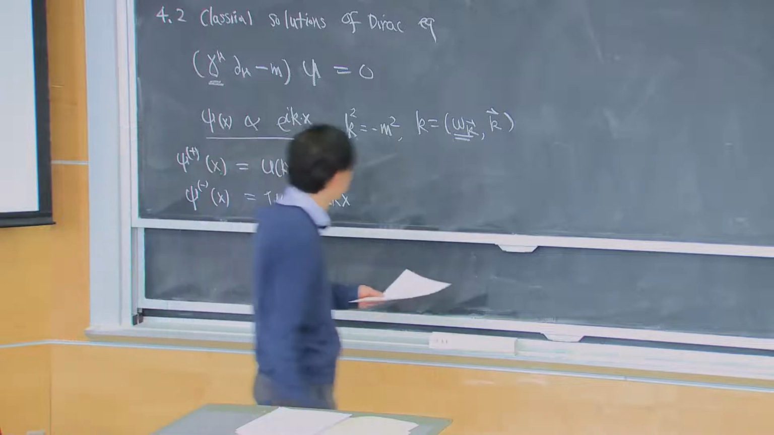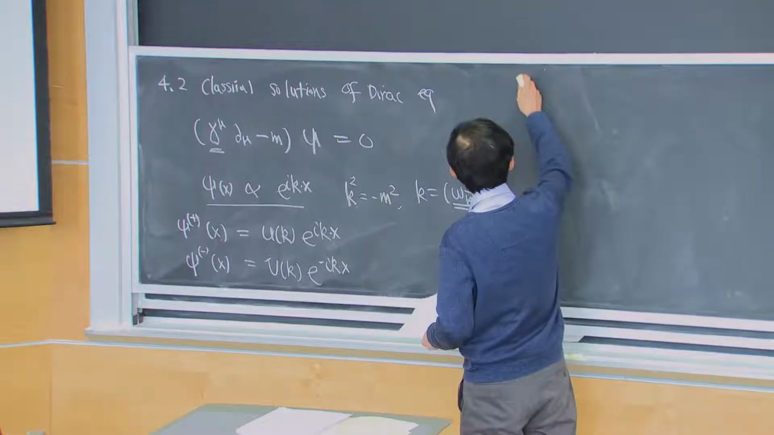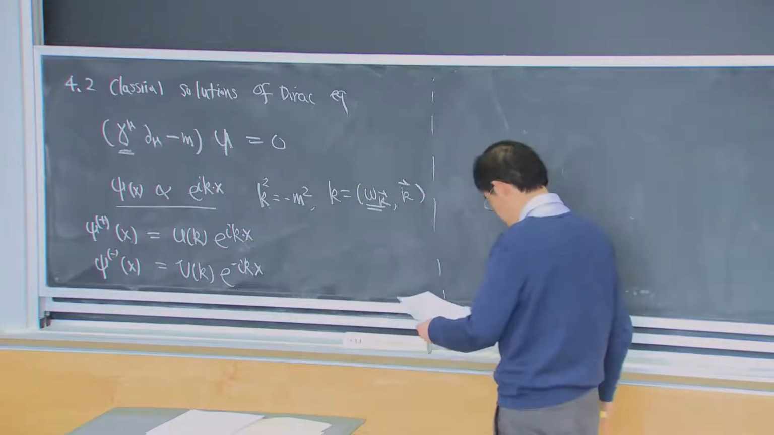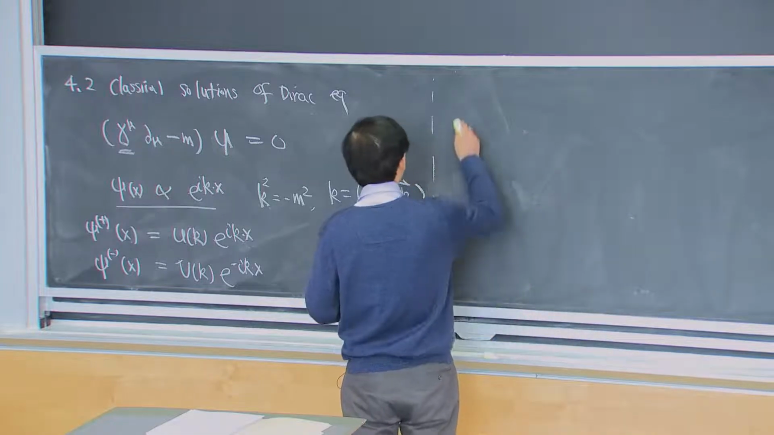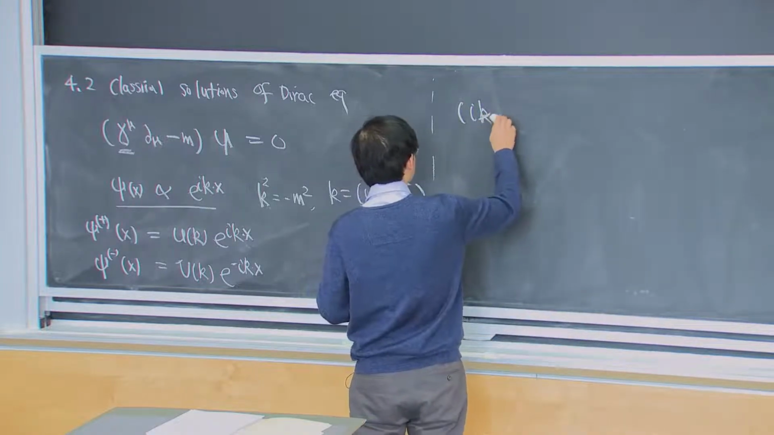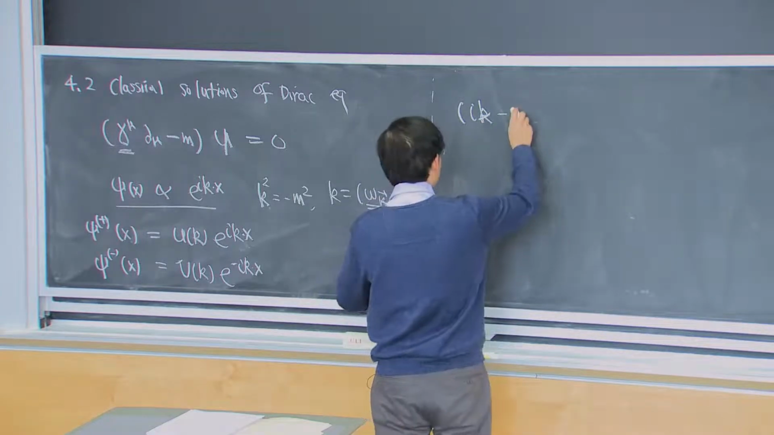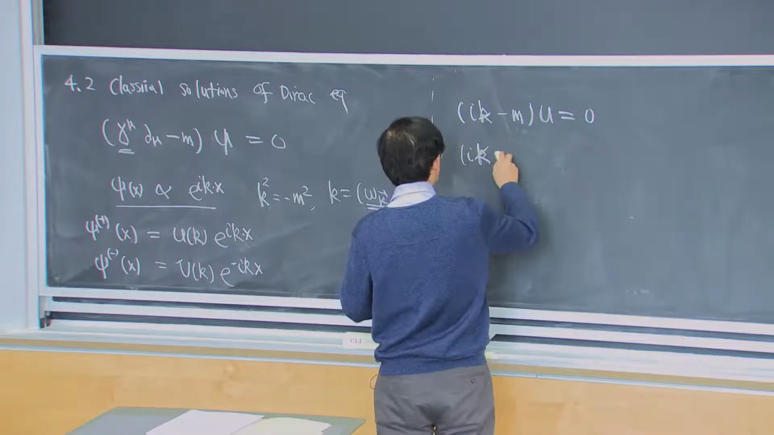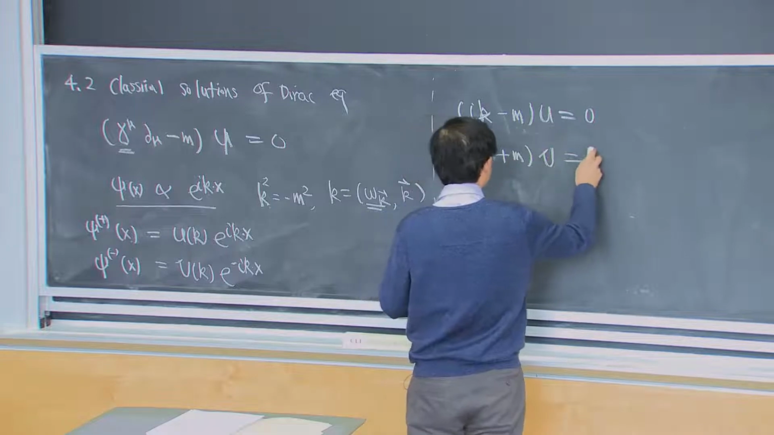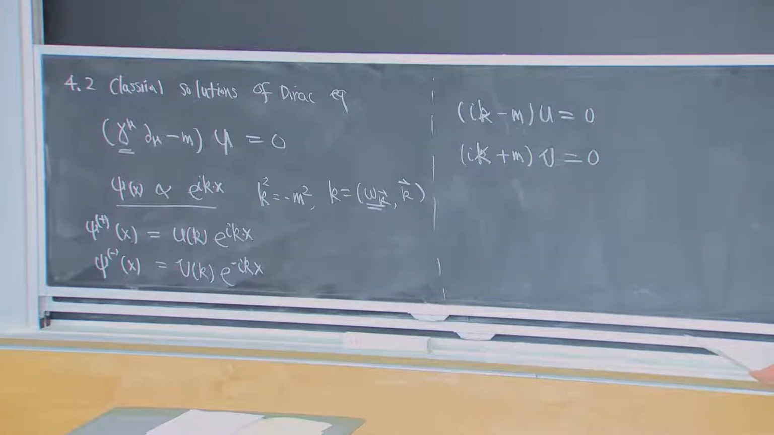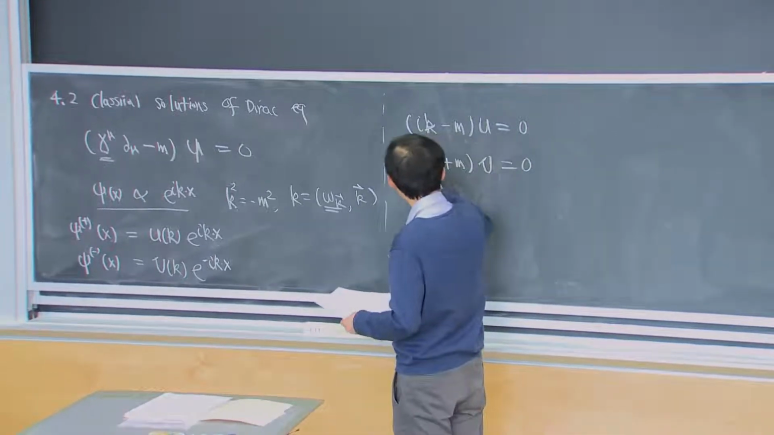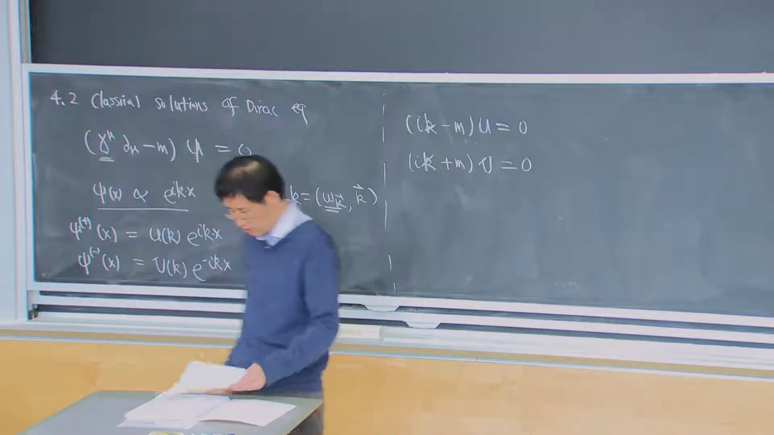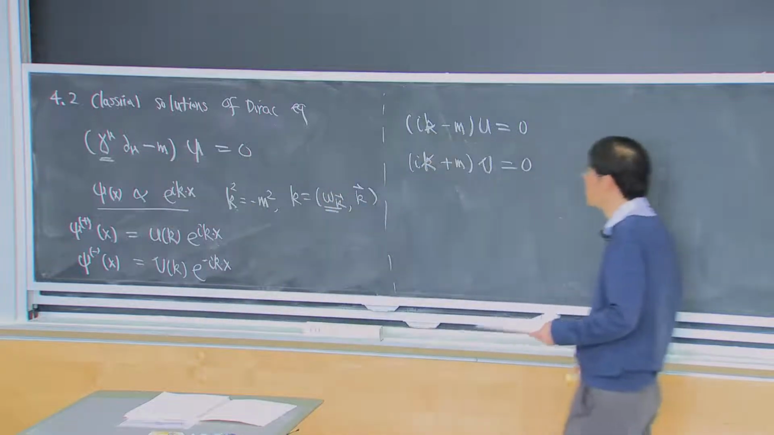Now if you plug this into the Dirac equation, you get an algebraic equation for u, and you find (ik-slash minus m) u equal to 0, and (ik-slash plus m) v equal to 0. So u and v satisfy those equations. I suppose you're already familiar with the notation of this k-slash.